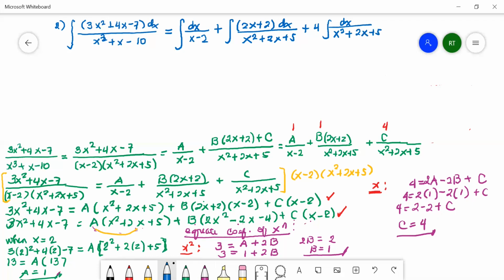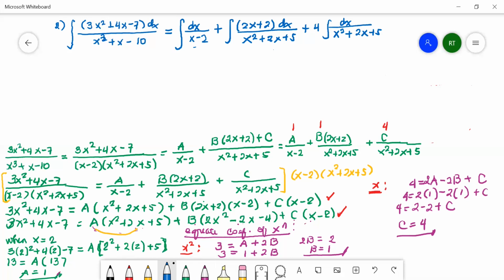Okay, now look at the first two integrals. Okay, the numerator becomes what? Exactly equal to the differential of the denominator. dx is the differential of x minus 2. Okay, quantity 2x plus 2 dx is the differential of x squared plus 2x plus 5. Therefore, both integrals will lead to natural logarithm, right?